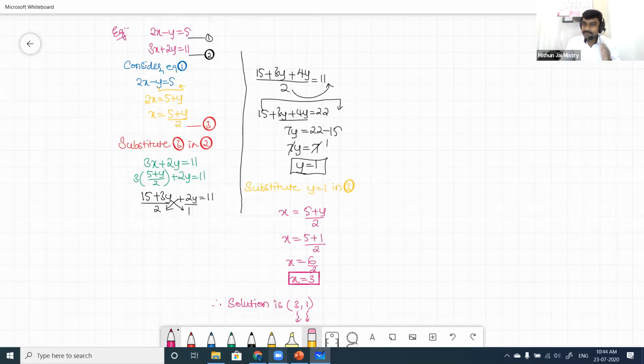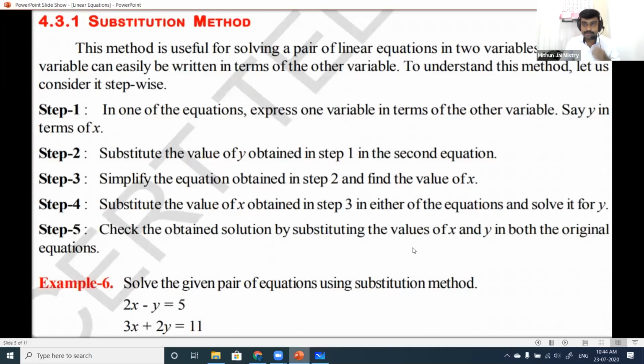Once again, let me show you the steps and let us assess whether we have followed the same steps or not. Sri Hari is raising his hand. Just a minute. In step 1, what did we do? In one of the equations, we expressed one variable in terms of the other, x in terms of y. Then we substituted the value of x in the second equation, simplified, and finally got the value of y.